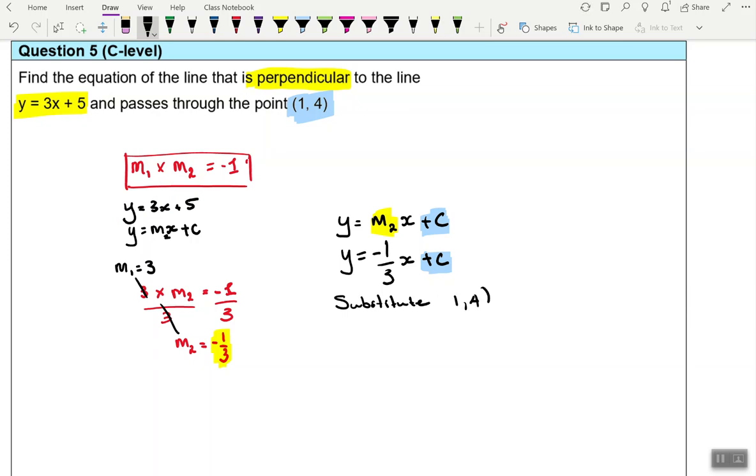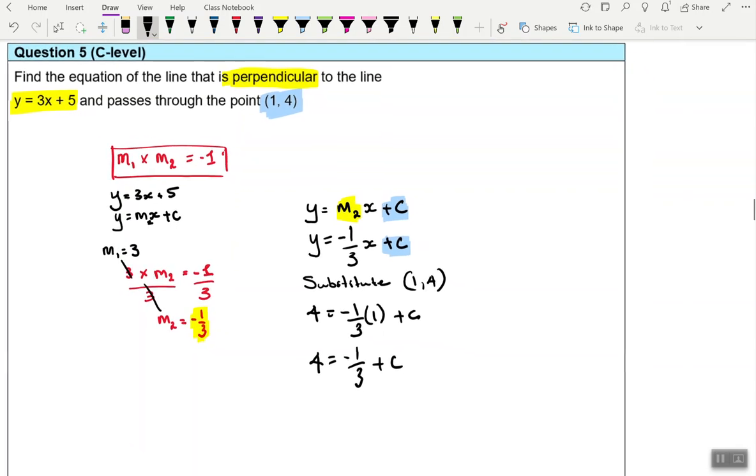Alrighty, so I'll say substitute 1, 4 into the equation. We will have y is 4, we already know that, 4 equals -1/3, where x is, I'll put 1, plus c. So that'll be 4 equals -1/3 times 1 will just give us -1/3 plus c.